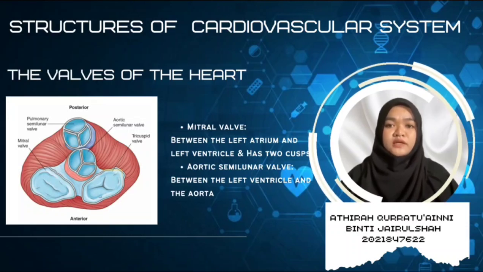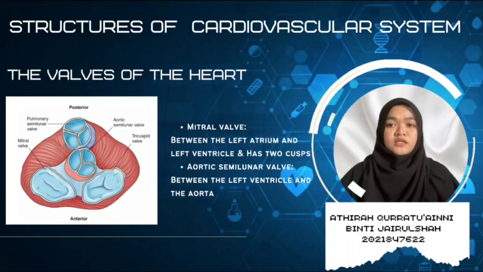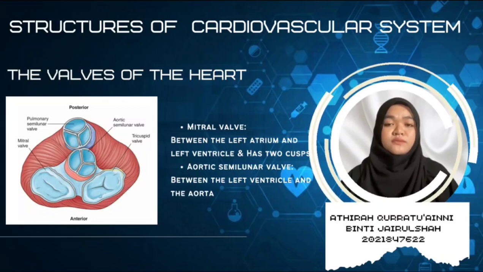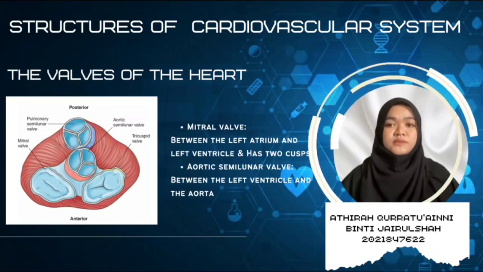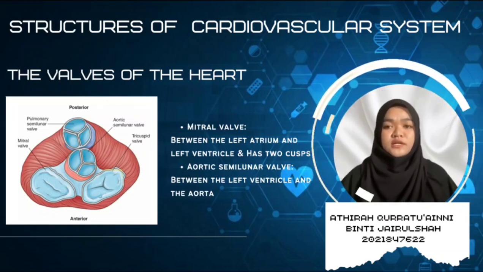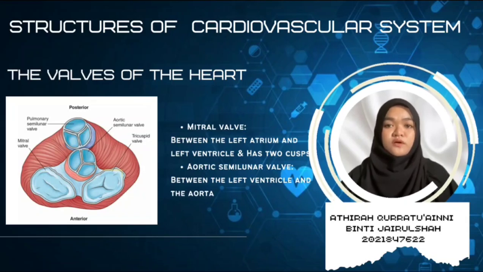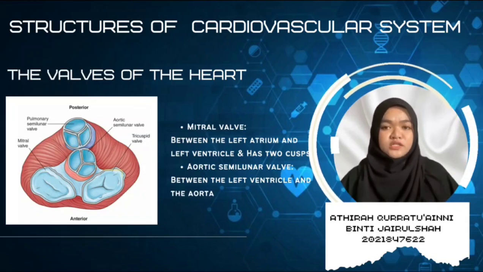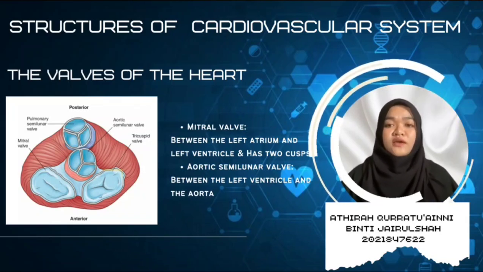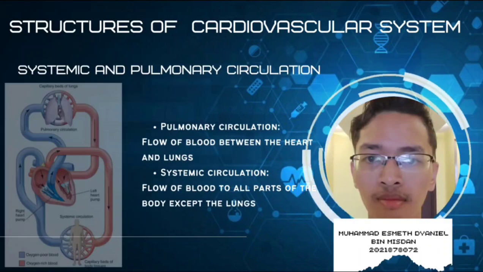Mitral means shaped like a bishop's mitre, and this valve is also known as the bicuspid valve because bicuspid means having two cusps, which describes the shape of this valve. The aortic valve is located between the left ventricle and the aorta.